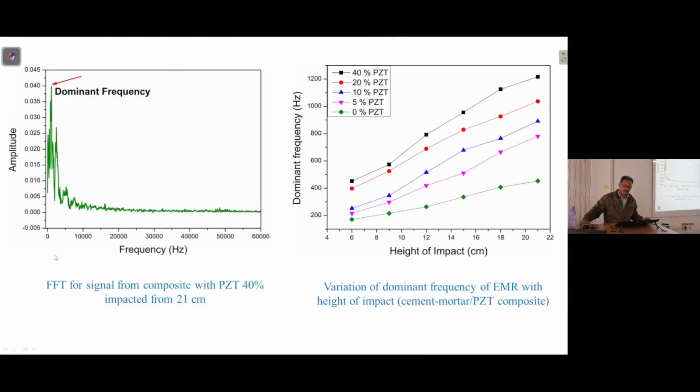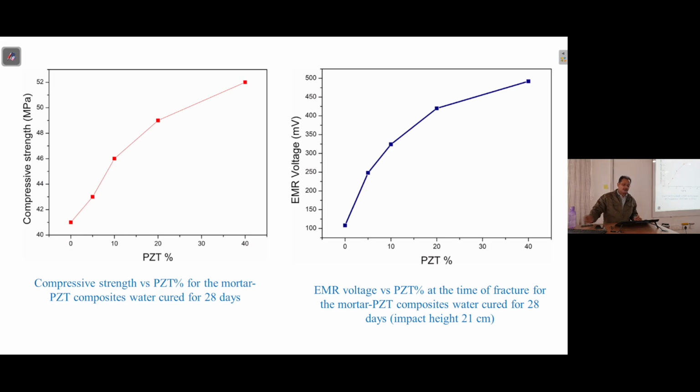Again, the dominant frequency is linearly increasing as the height of impact is increased, and you are achieving a higher frequency range. And then there is another interesting result, I would say. As we are mixing PZT in these mortar samples, this is actually giving better strength. So somehow it is assisting with the mixing, probably, or a better distribution of the hydrated product.